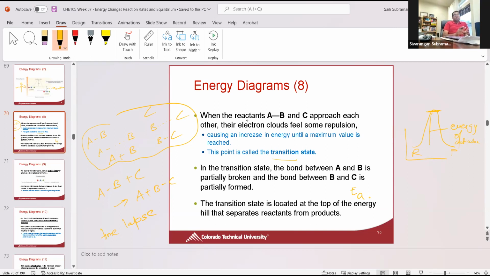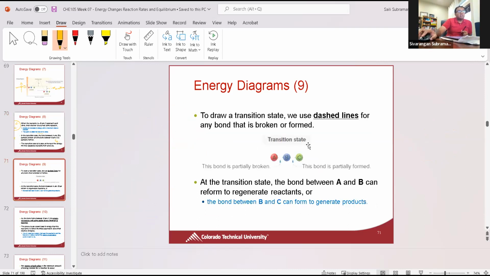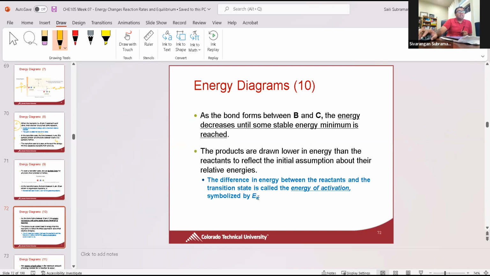Okay, so the transition state is this location. The top of the hill is called the transition state. At the transition state, if you provide enough energy for that reaction to happen, then you are pretty much ensuring that the reaction is moving forward. The transition state is always located at the top of the energy hill that separates the reactants from the products. And this energy of activation that you require is called E sub A.